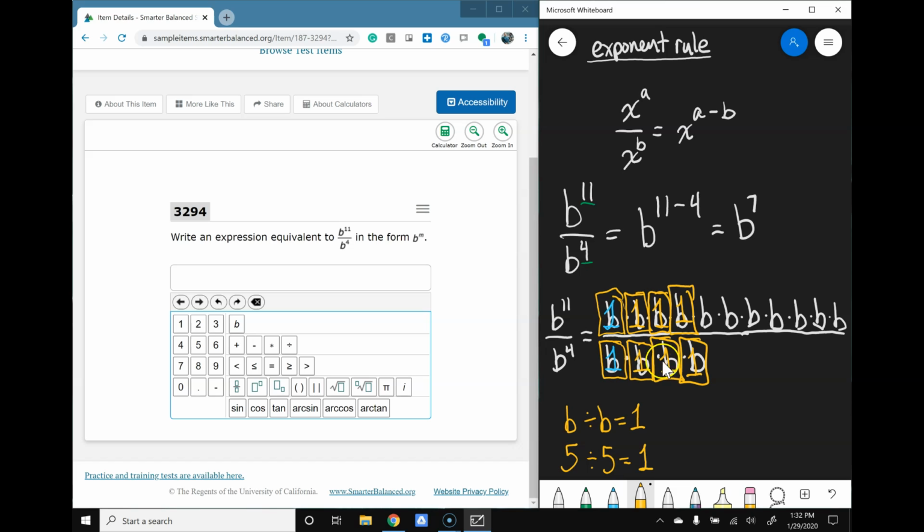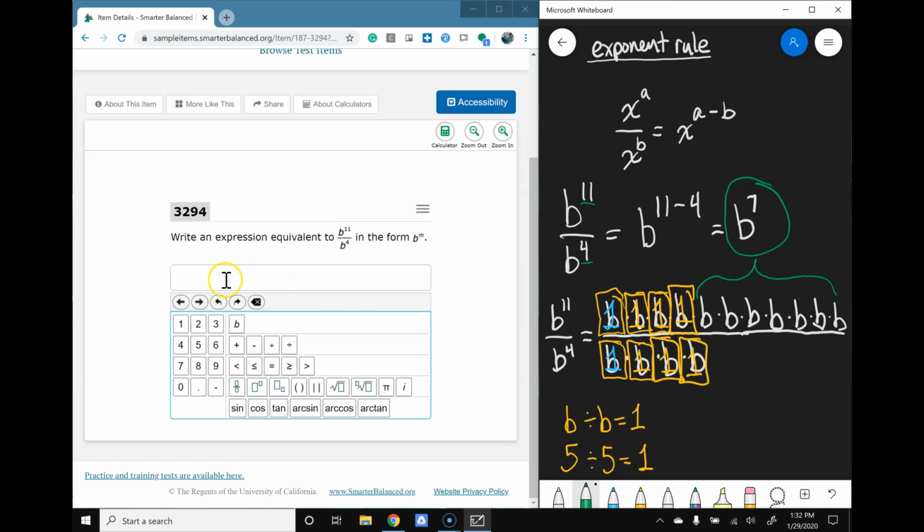So this top now reads 1 times 1 times 1 times 1 times b, and we have 7 more of them. Down below, where we used to have b to the 4th, now we just have 1 times 1 times 1 times 1. So if we take a look at how many b's are remaining, there are 7 of them. And how do we write that expression? B to the 7th power.